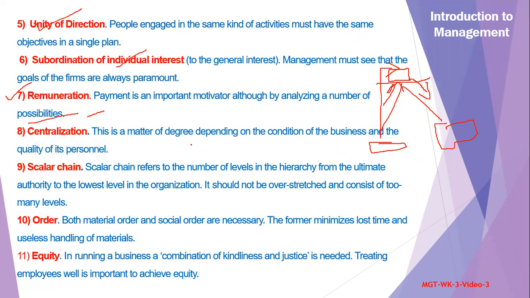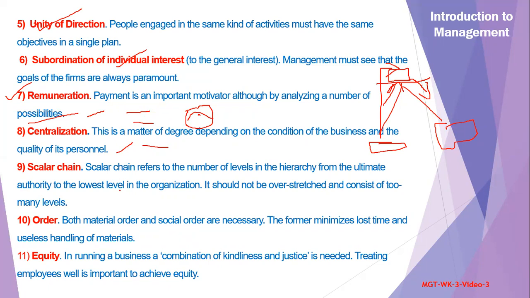Centralization. This is a matter of degree depending on the condition of the business and the quality of its personnel. That means centralization, that everything is commanded by one person. So there is one central command which controls everyone. That is centralization. In decentralization, some work is done by top level, some by middle, some by lower level. But in centralization, this is a matter of degree depending on the condition of the business and the quality of its personnel. So generally it's centrally commanded by one person and by the top level management most of the time. That comes under centralization.